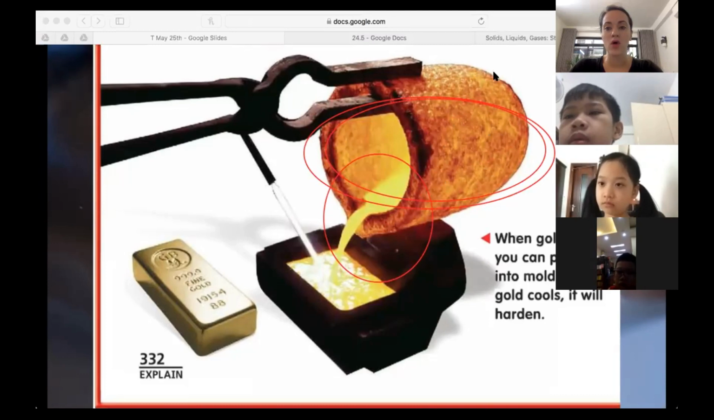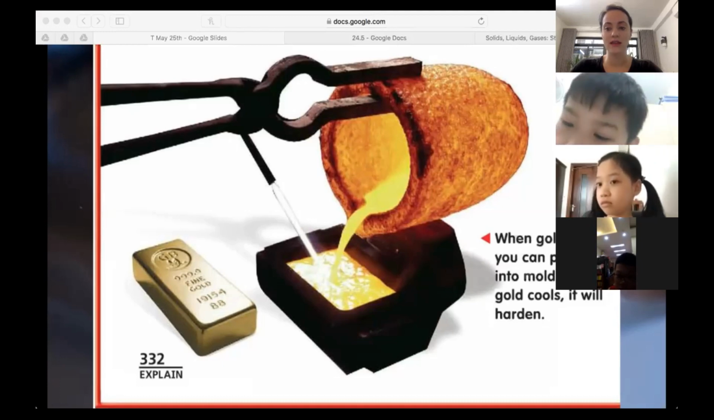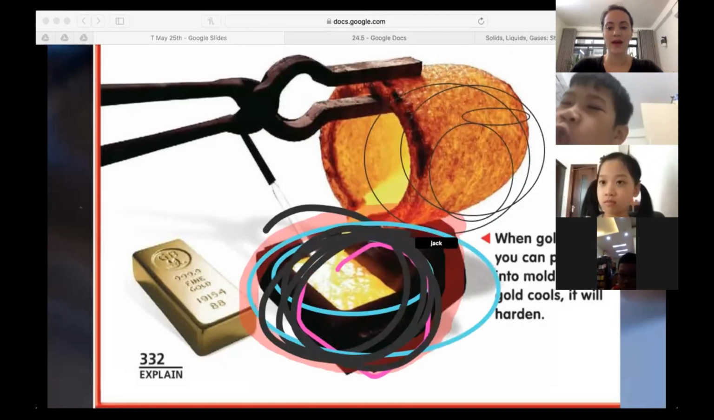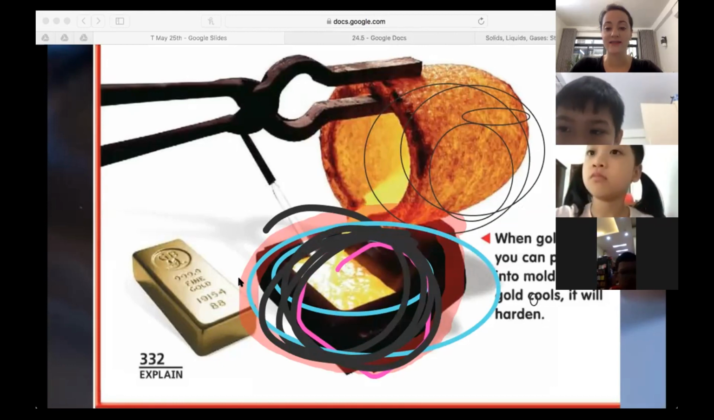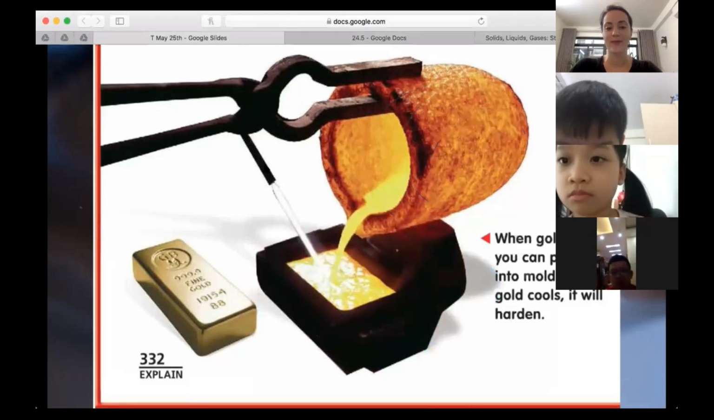What is a mold? Think back to Moon's video when she made fruit jellies and she poured them into a mold. You can pour it into molds. Nice work. Yes. The mold is this at the bottom. It's what changes the shape. So it will harden and become a solid in the shape of the mold. Now you have gold that's this shape.